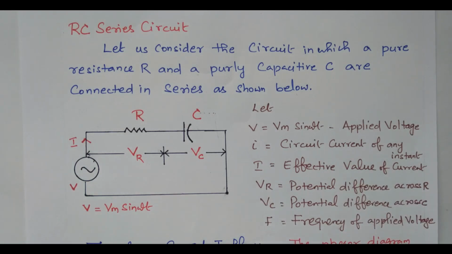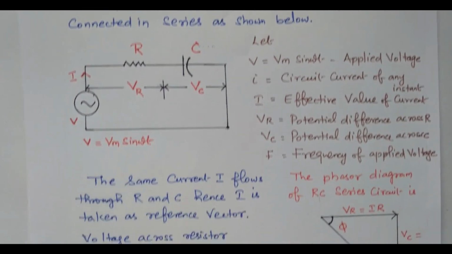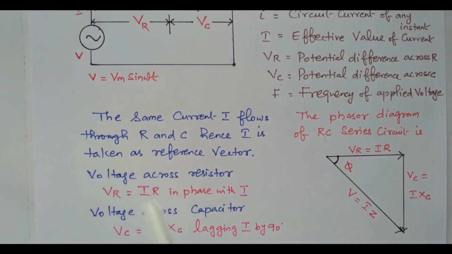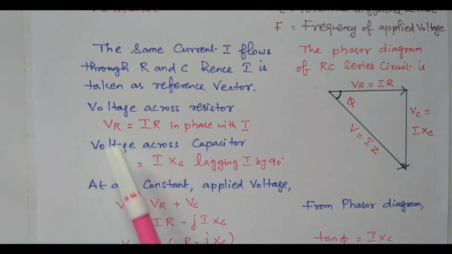f is the frequency. Now in this series circuit, the same current I is flowing through the resistor as well as the capacitor. So the current is taken as the reference vector. Now we are going to draw the vector diagram. We take current as the reference vector because the same current flows through the capacitor as well as the resistor. Based on that, the voltage across the resistor, VR equal to IR, is in phase with the current. We know very well that the resistor voltage is always in phase with the current.